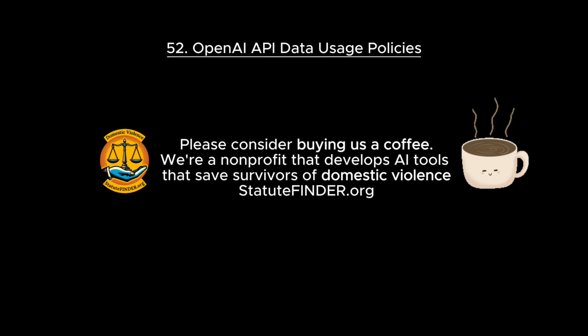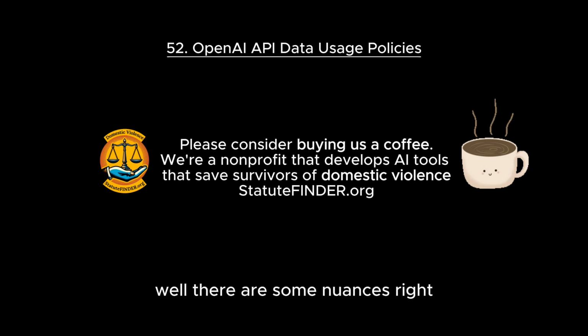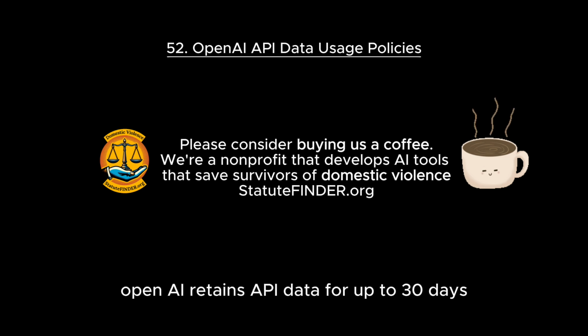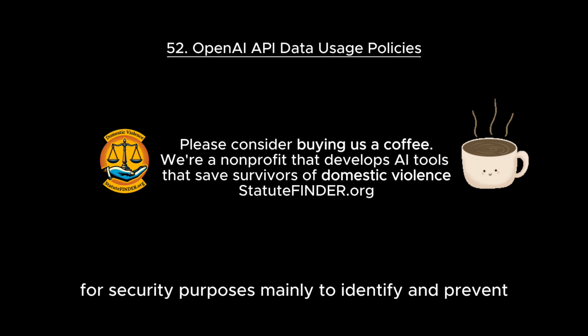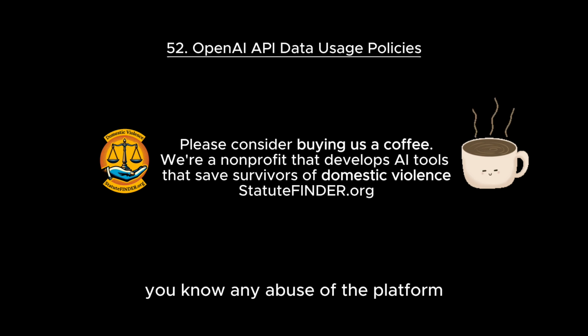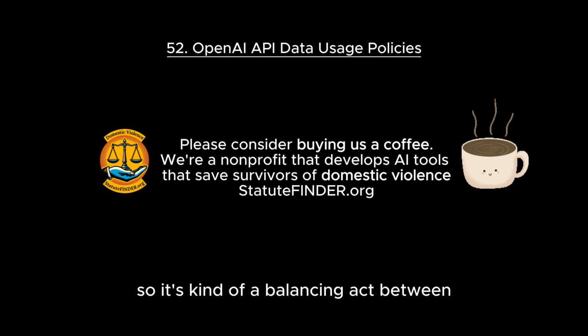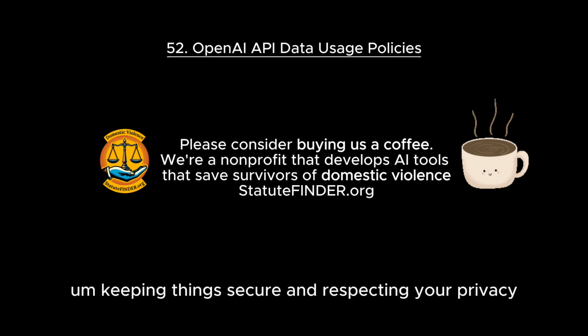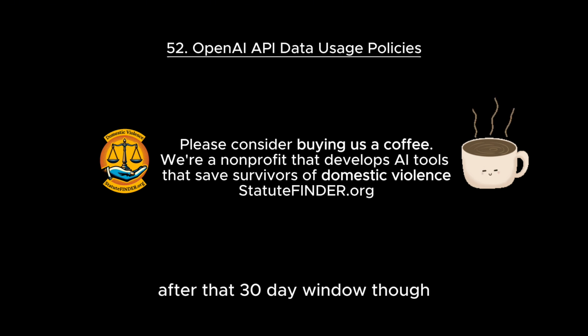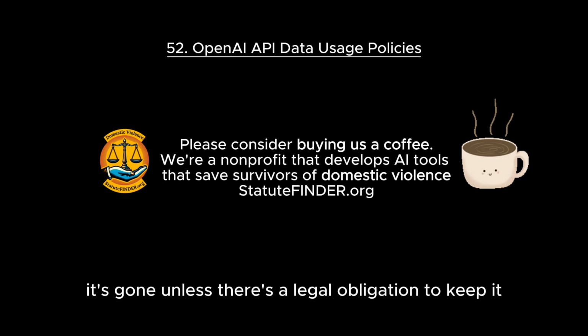experimenting with the API. But I'm guessing there are some exceptions, right? I mean, nothing's ever that simple. Well, there are some nuances, right? OpenAI retains API data for up to 30 days for security purposes, mainly to identify and prevent any abuse of the platform. So it's kind of a balancing act between keeping things secure and respecting your privacy. After that 30-day window, though, it's gone, unless there's a legal obligation to keep it.